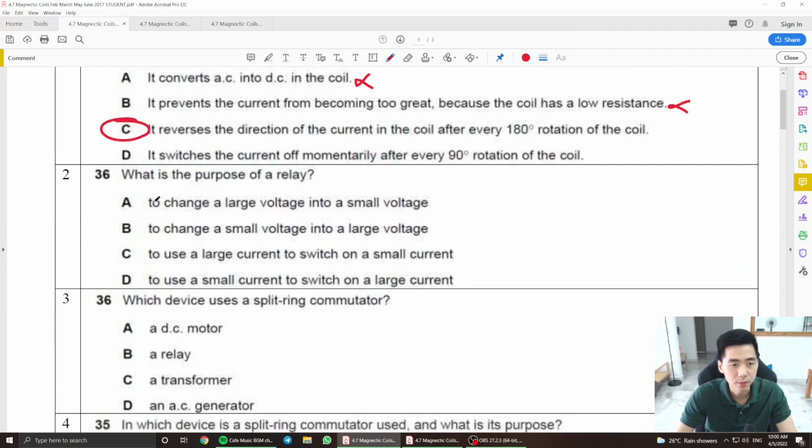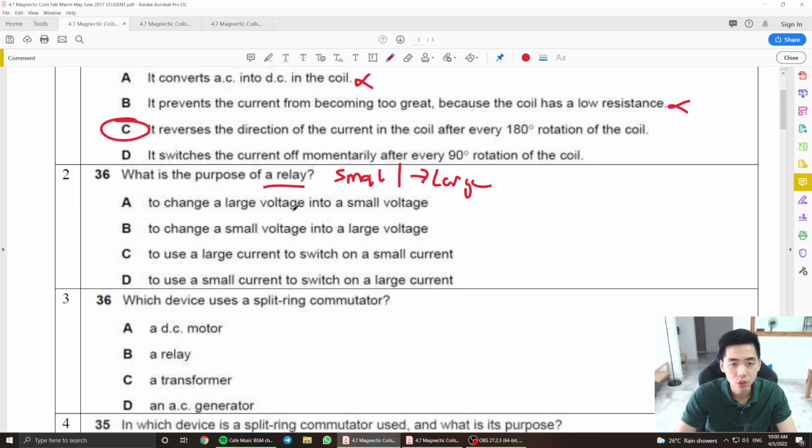Then looking at the next question here, what is the purpose of a relay? I've mentioned this as well. You will always see this in your paper 2 question. In short, a relay is basically using a small current to control a large current.